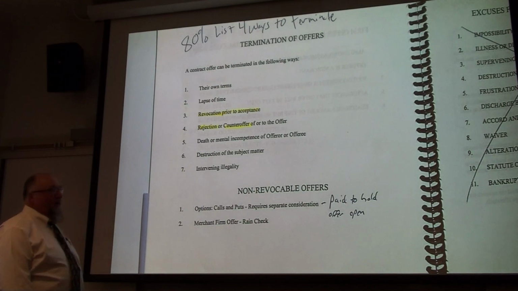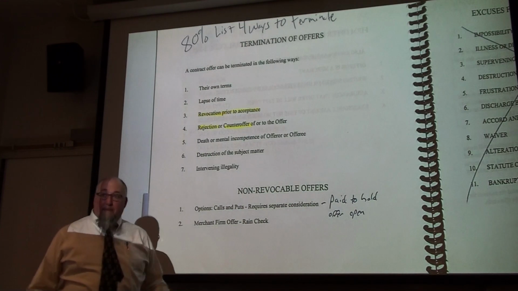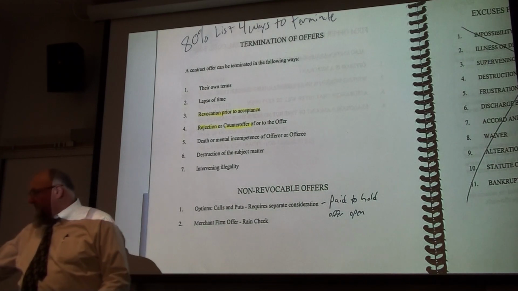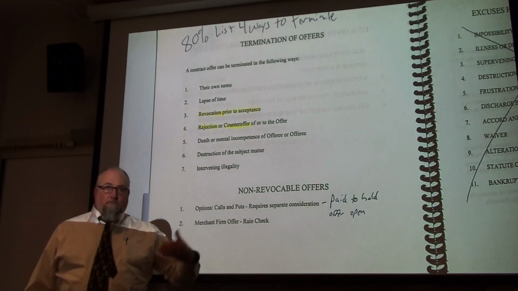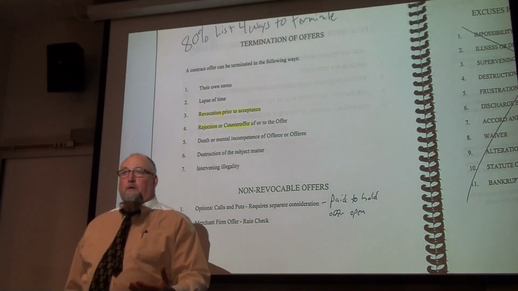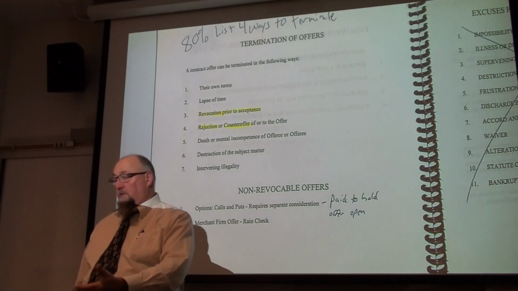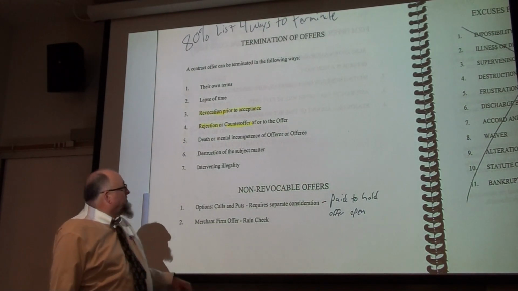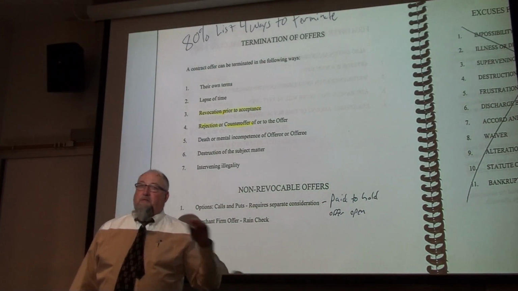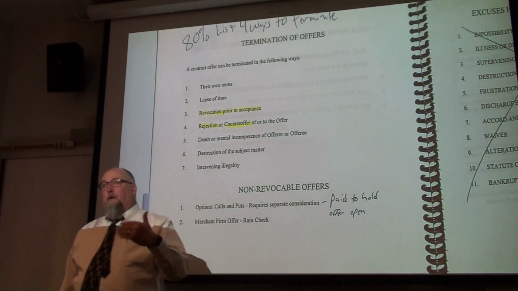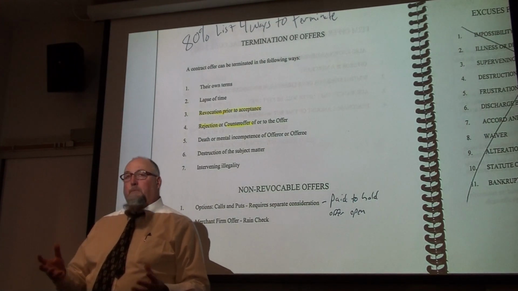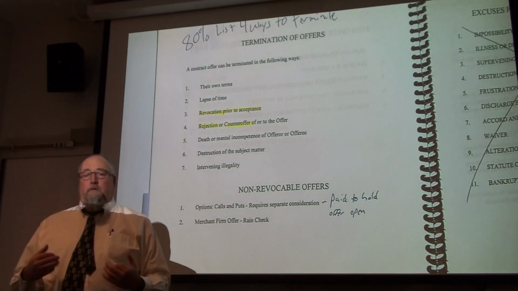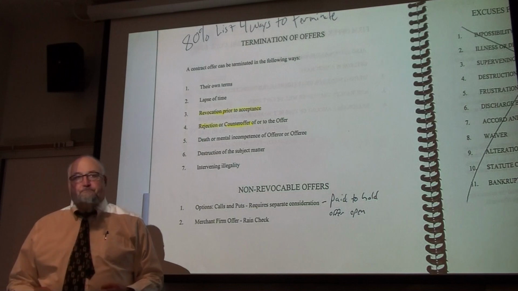Death or mental incompetence. If I make an offer and I die, so long as it's not one of these irrevocable kind, then that offer dies with me. Or if you die. Again, unless it's one of these irrevocable kind. Or if I become mentally incompetent, then my guardian, whoever's taken over for me because I'm no longer competent, or it's sometimes called a conservator, can cancel the offer. That's pretty straightforward.